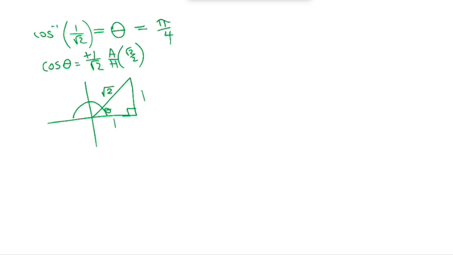All right, how about cosine inverse of, let's think of a good one. It doesn't even matter. Negative 1/2. So cosine inverse of negative 1/2. Set it equal to theta. It's an angle. Cosine of an angle gives you a ratio. Cosine inverse of a ratio gives you an angle.